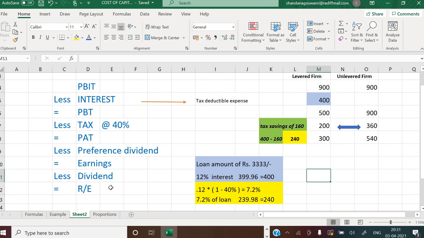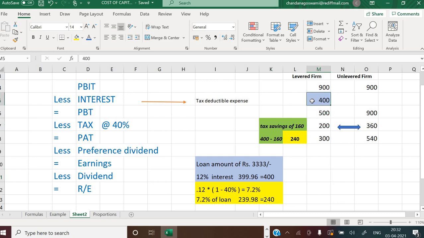Let us have a look at two firms. One is a levered firm and one is an unlevered firm. Levered firm means it has debt in its capital structure. That means it has borrowed from somewhere. Unlevered firm means that there is no borrowing in that firm. Assume both of them have the same PBIT.